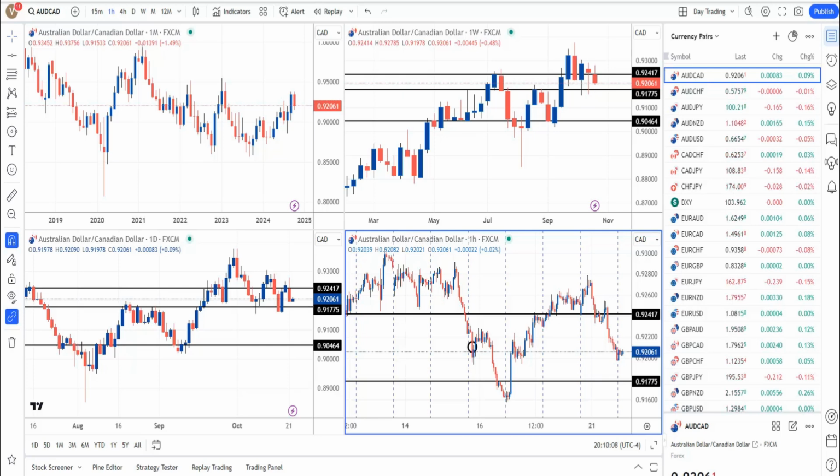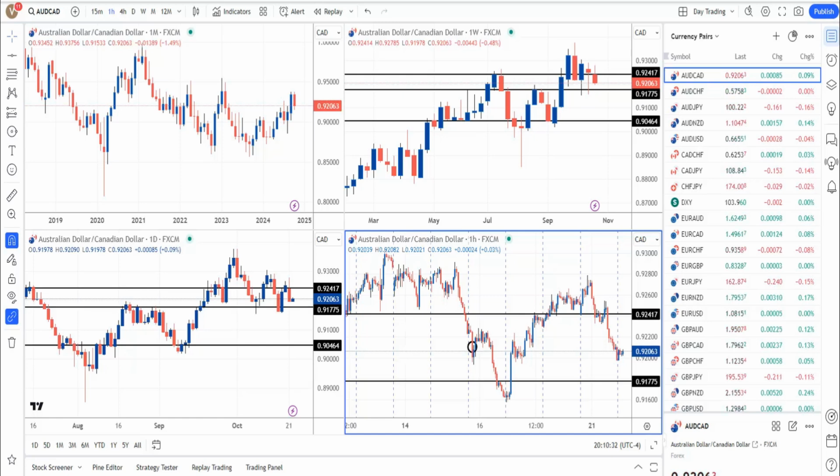Let me back up a little bit. When you trade a certain style, whether it's swing trading, position trading, day trading, or even scalping, you need to have your time frame combinations properly set up. If you don't, you're going to have problems. So this is a day trading template we've got set up.